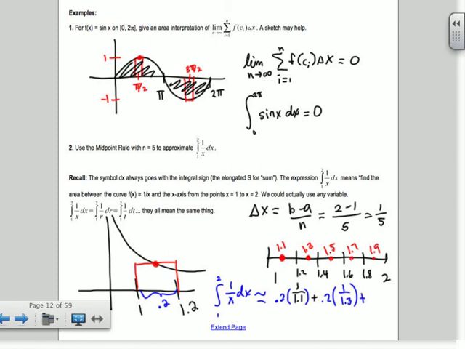So it's always the width times the height. Is it 1 over 1.1? Yeah, because your original function was 1 over x, yes. All right, so on those you can pull out the 0.2. Anybody get an answer? Yeah, that's what I got too. 0.692.